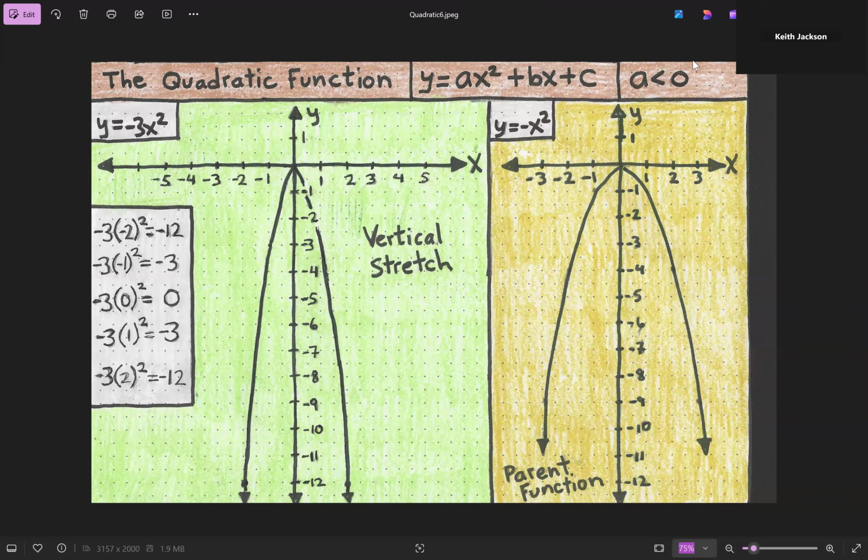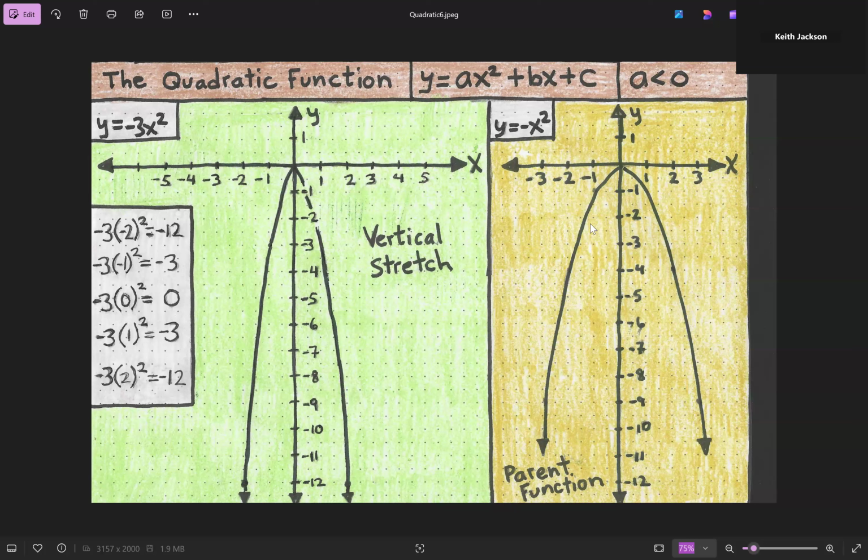We're going to continue our understanding of the quadratic function, which is represented by y = ax² + bx + c. And in this case, a is going to be less than 0, which lets us know that our arms will be facing downward on the parabola. And so we're going to use y = -x² as our parent function to compare it to our vertical function.